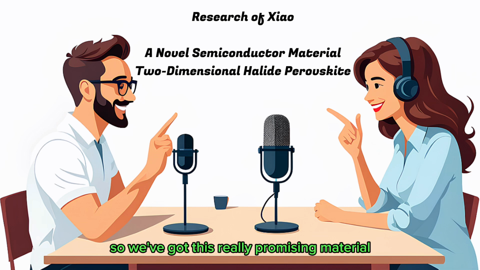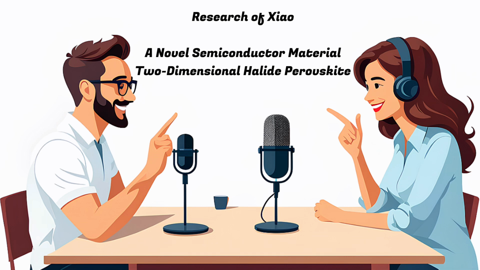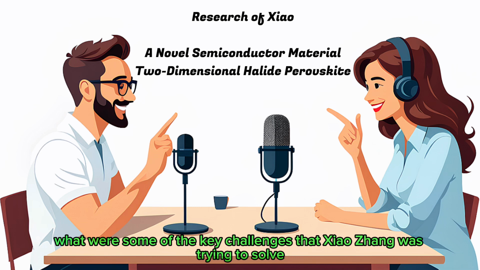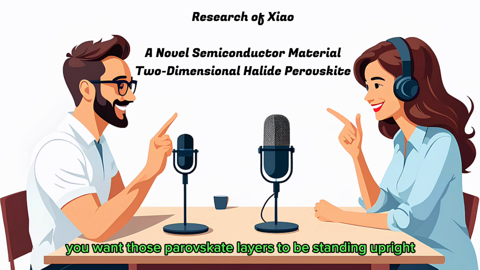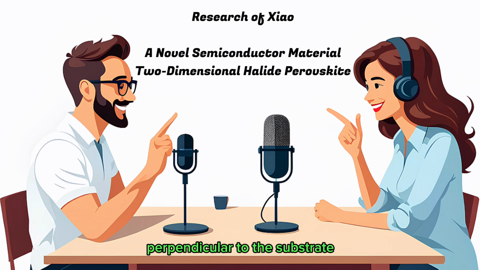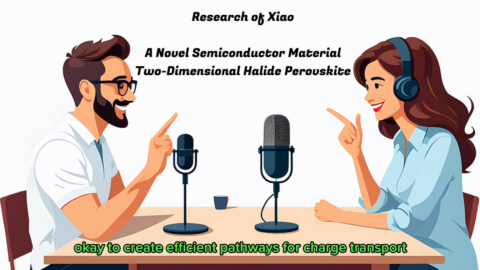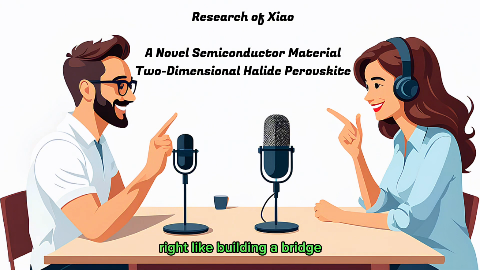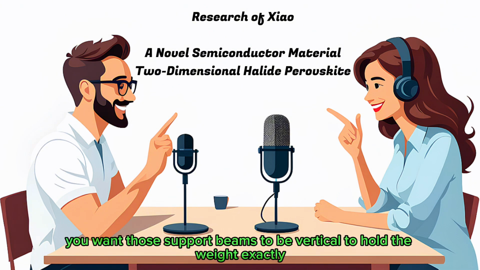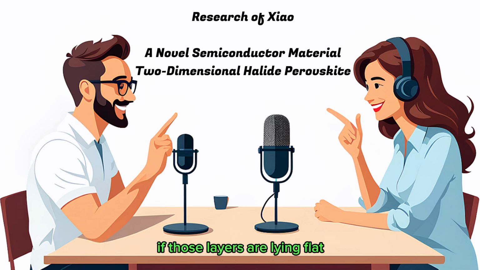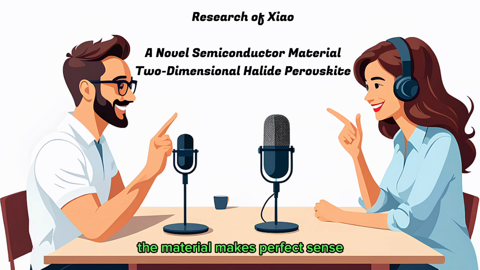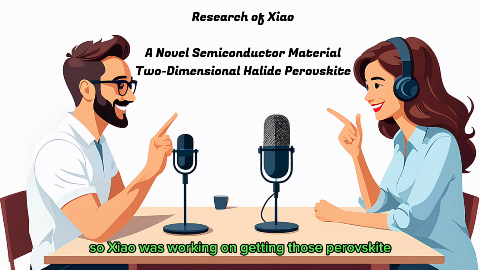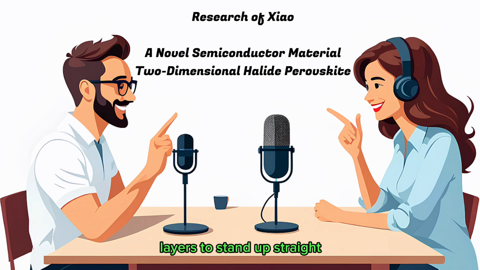Okay, so we've got this really promising material, 2D perovskites. What were some of the key challenges that Xiao Zhang was trying to solve in his research? Well, one of the biggest challenges is controlling the orientation of the crystals. You want those perovskite layers to be standing upright, perpendicular to the substrate. Okay, to create efficient pathways for charge transport, right? Like building a bridge, you want those support beams to be vertical to hold the weight. Exactly. If those layers are lying flat, it's much harder for the charges to move efficiently through the material. Makes perfect sense. So Xiao was working on getting those perovskite layers to stand up straight.